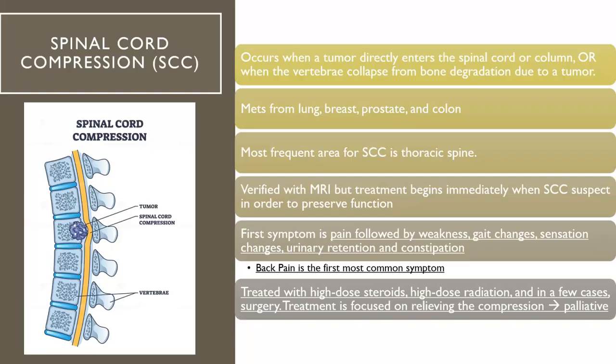The first symptom of spinal cord compression is going to be pain, followed by weakness, gait changes, sensation changes, urinary retention, and constipation. Back pain is the first and most common symptom. How do we treat it? High dose steroids, high dose radiation, and in a few cases, surgery. You see a lot more steroids being used with this. Treatment is focused on relieving the compression on the spinal cord.